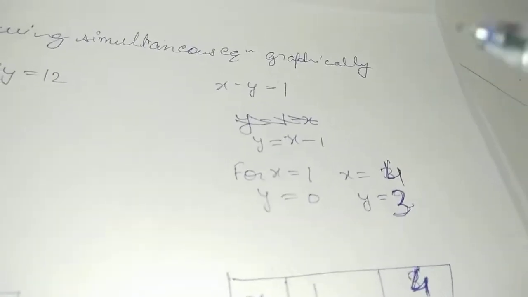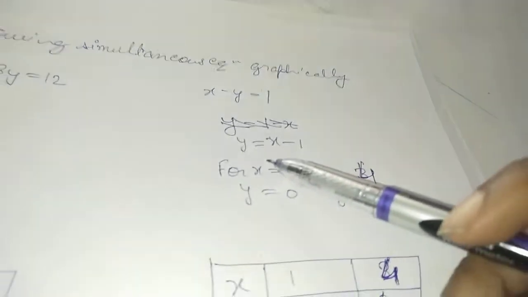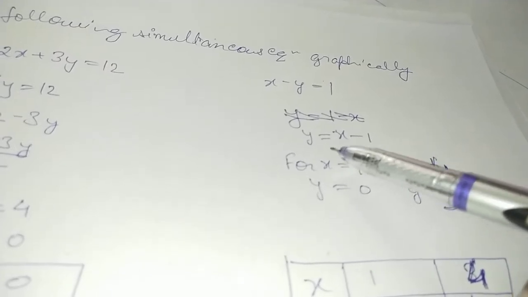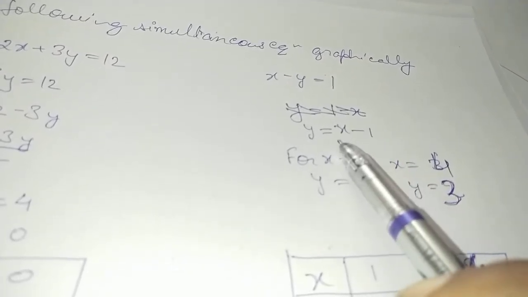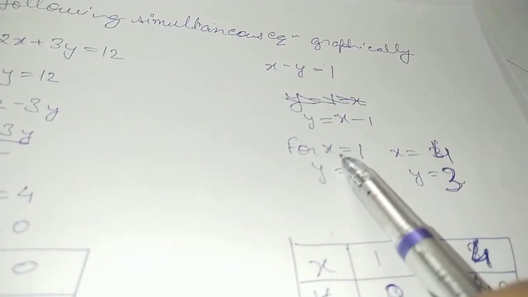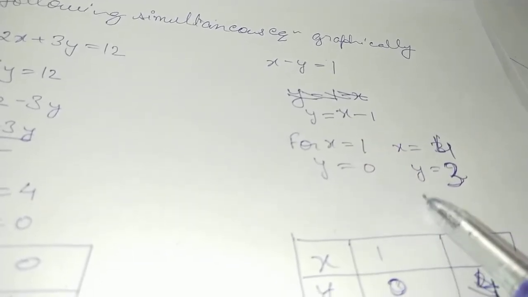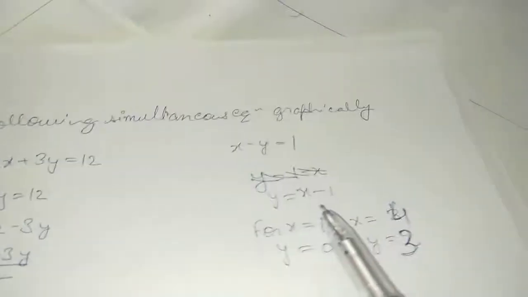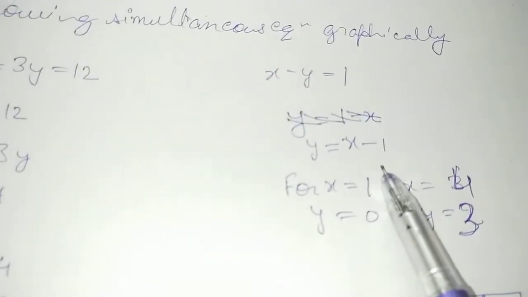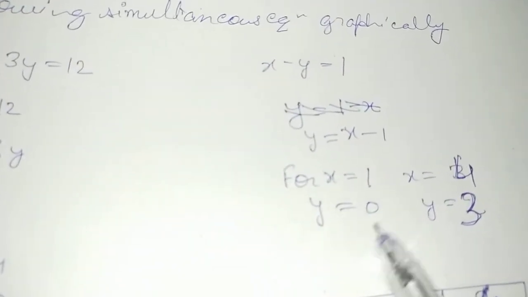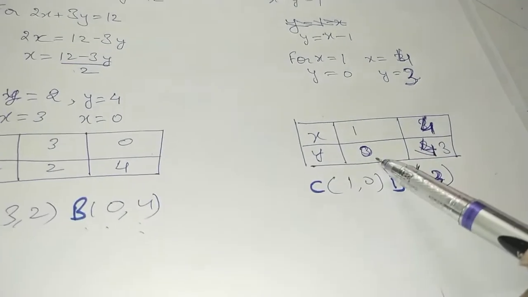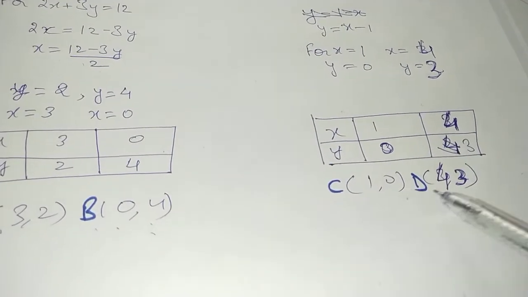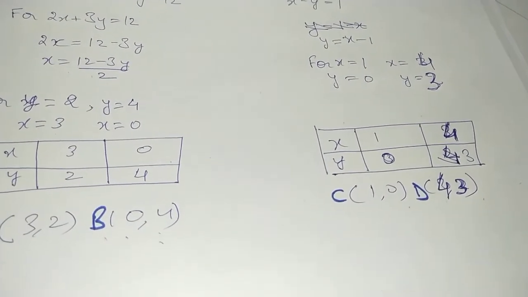Come to the next equation. Again over here, in this case we have transformed it into y equals to form. So taking the value of x to be 3 or 4 or 1 or 0, we can get the corresponding values of y. Let's take x to be 1. So 1 minus 1 is 0, so y will become 0. Let's take x to be 4. 4 minus 1 is 3. So we get the coordinates 1, 0 and 4, 3, and C and D we have labeled the coordinates.